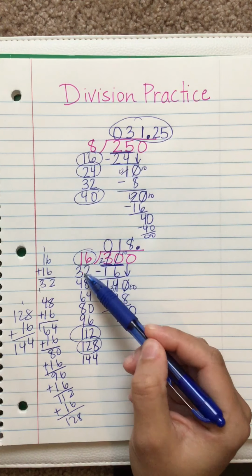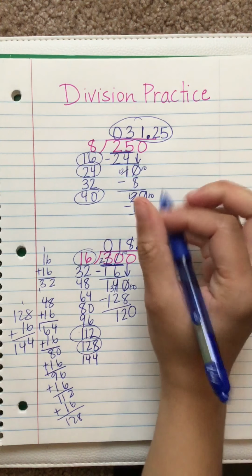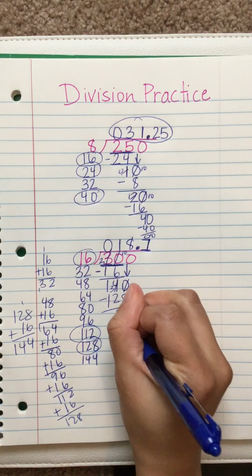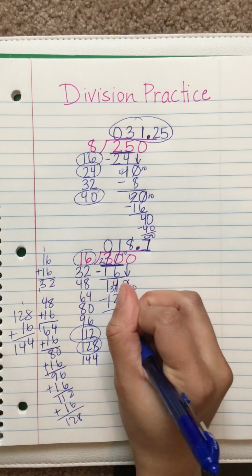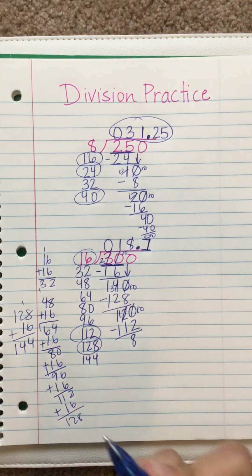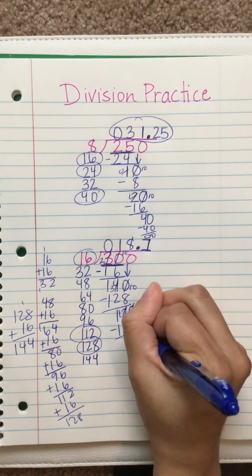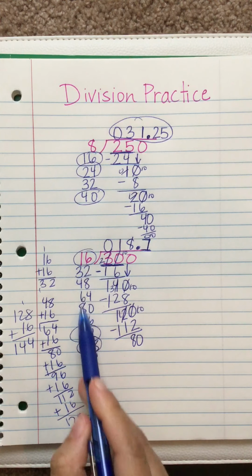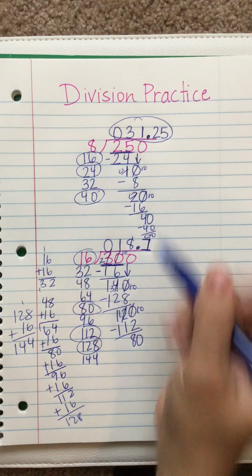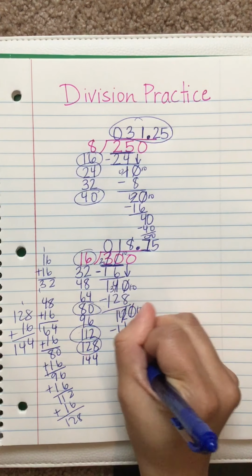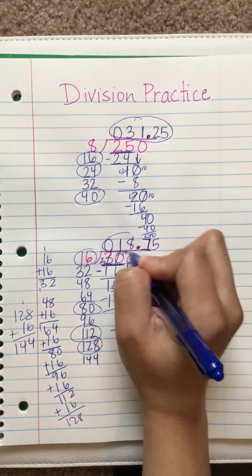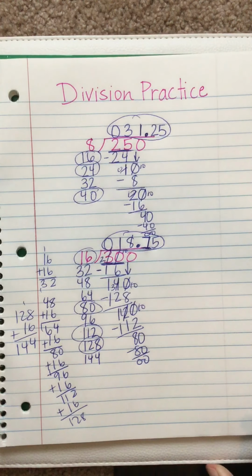So that is 1, 2, 3, 4, 5, 6, 7. So we'll put 7 up top and do 120 minus 112. And we get 8, but once again, add another 0. You have to keep going. And it looks like 16 can go into 80 exactly 1, 2, 3, 4, 5 times. So our division is done. So our answer for this one is 18 and 75 hundredths.